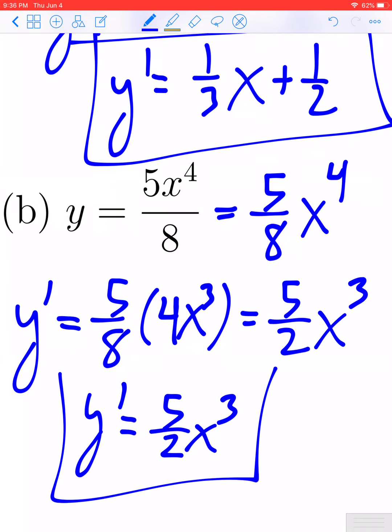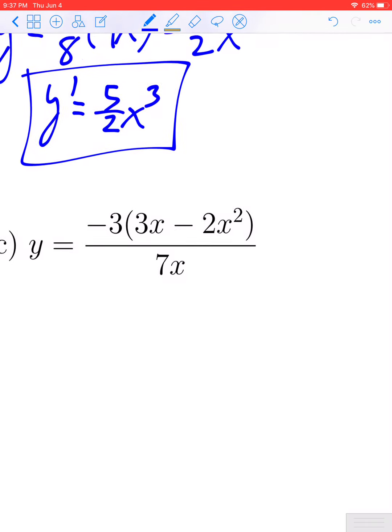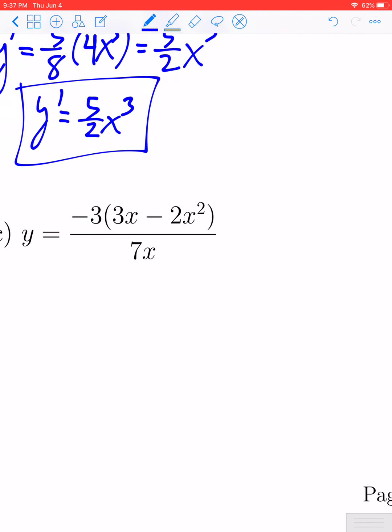And then we'll look at one more of this section. In part C, we have y equals negative 3 times parentheses 3x minus 2x squared, all divided by 7x. So on the surface level, it looks like a fraction. It's a quotient, so you might be thinking quotient rule, but again, investigate it a little more deeply. That denominator has only a single term in it. So we should be able to split this fraction apart and completely avoid having to use the quotient rule.